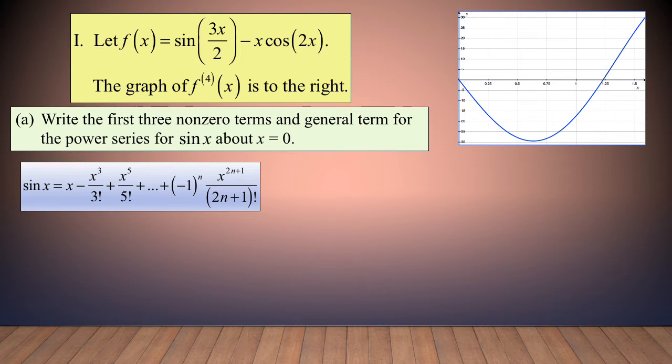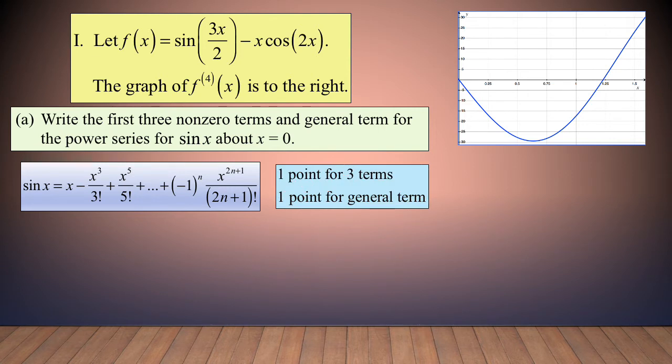We assume that n will start at 0, so sine of x is x minus x cubed over 3 factorial plus x to the 5th over 5 factorial plus dot dot dot. And the general term will be negative 1 raised to the n, x raised to the 2n plus 1 over 2n plus 1 factorial. 2 points for this problem. 1 point for the first 3 terms, and then 1 point for the general term.